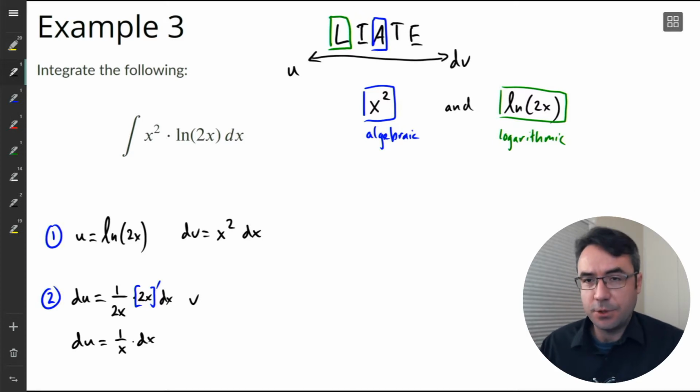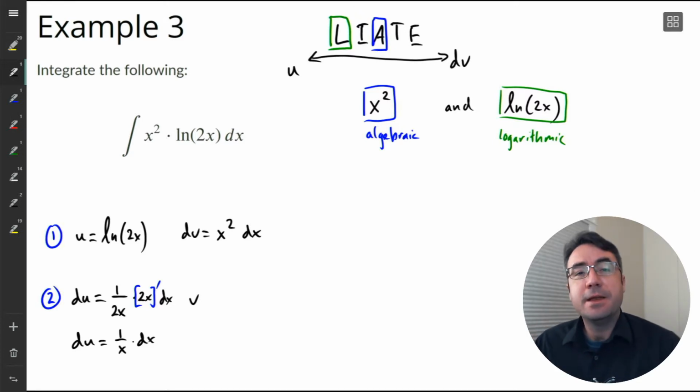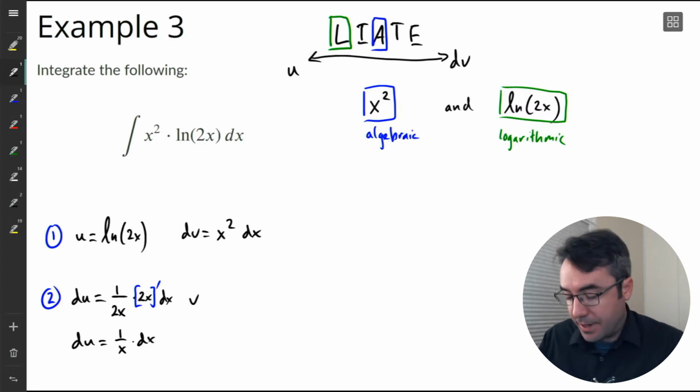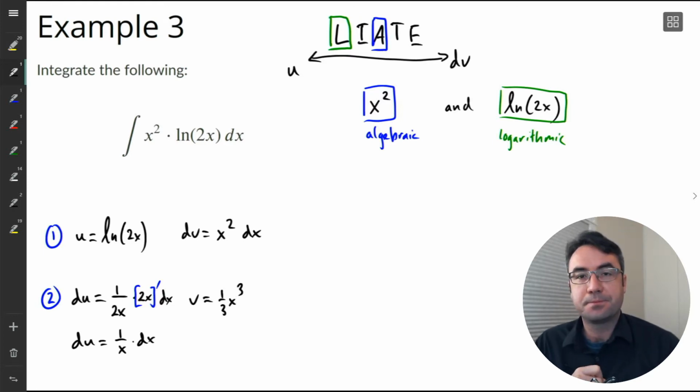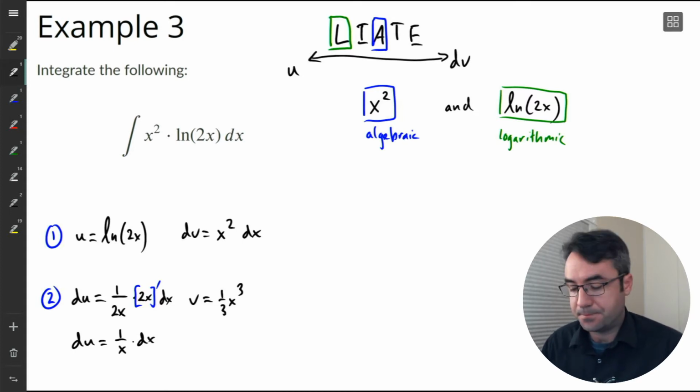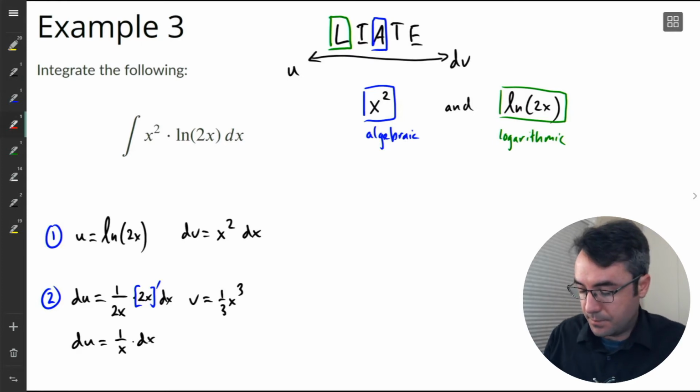All right, so we differentiated to get du. Now to get v, we're going to integrate. The antiderivative of x squared is 1/3 x cubed. And there we go. We have all of the ingredients we need for our integration by parts. So now step 3 is to put them all together using our integration by parts formula.